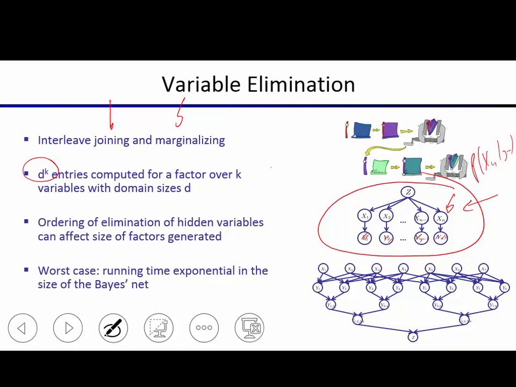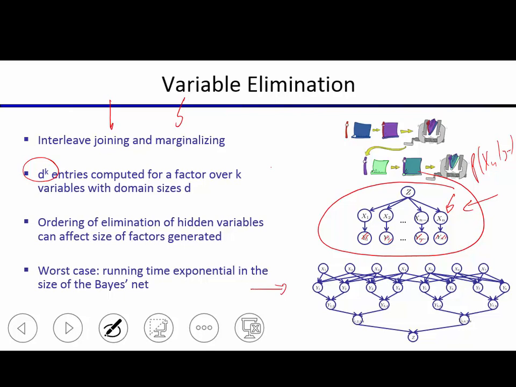Then we answer the question, given that sometimes an ordering can be expensive, another ordering can be cheap, is there always a cheap ordering? And the answer was, no, there are Bayes nets where even the best ordering is going to be expensive, at least if P does not equal NP. And here was an example of the type of Bayes net that shows that to us.